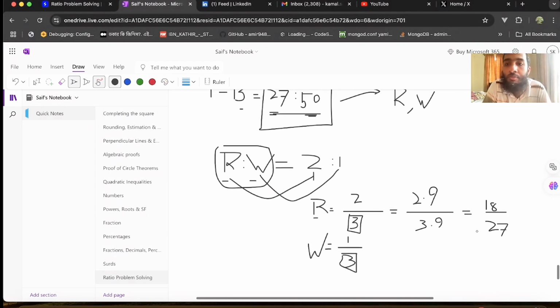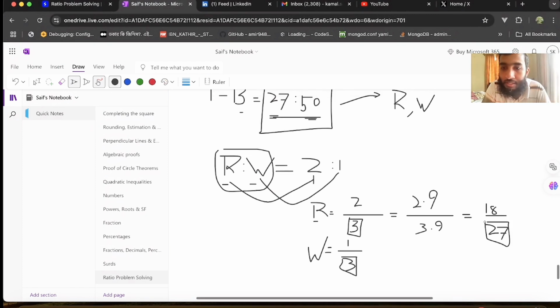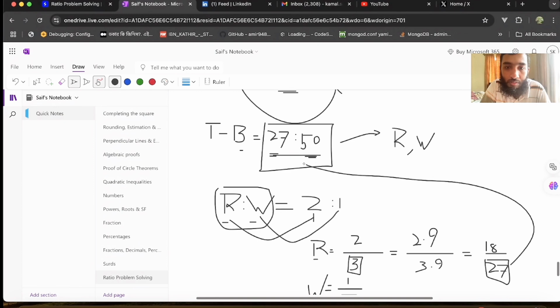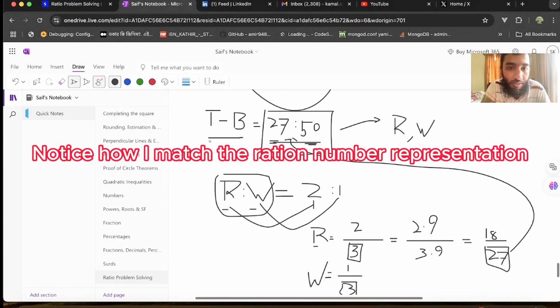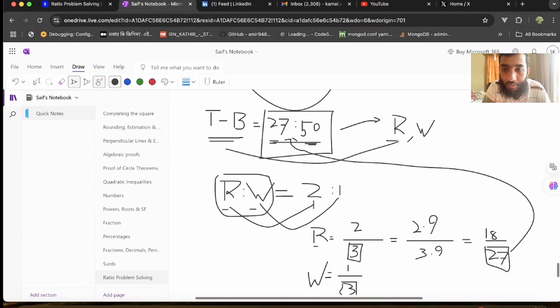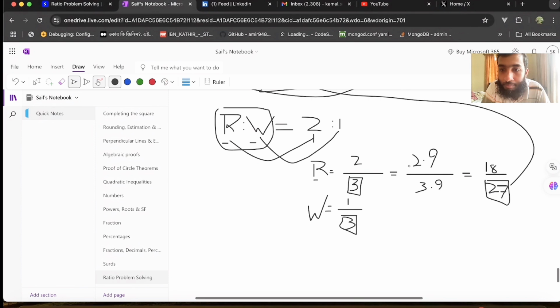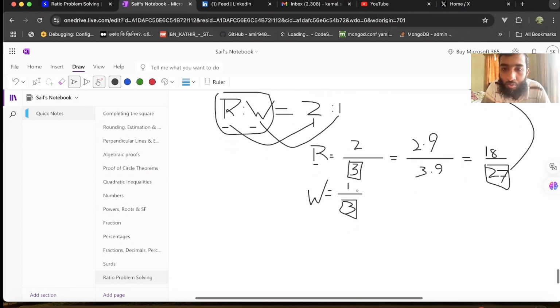So what is the purpose of doing 27? The purpose of doing 27 is to match this with this ratio. This is the rest, which is red and white, that we are calculating. So you have to match the ratio numbers. That's why we are multiplying both numerator and denominator with 9. So we do the same with white as well. We multiply white, both numerator and denominator, with 9 as well. So we get what? 9 by 27.